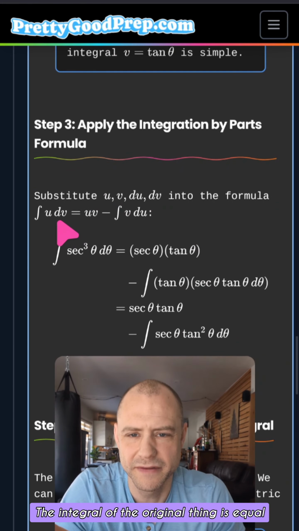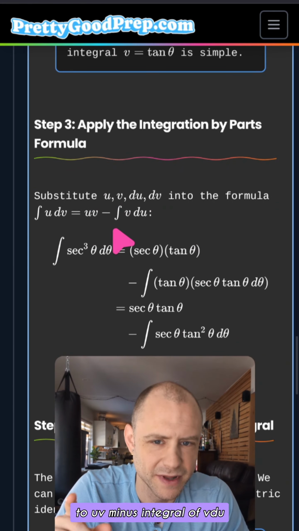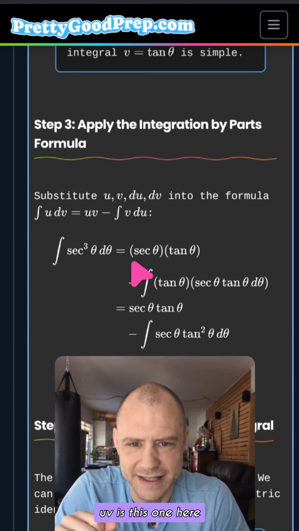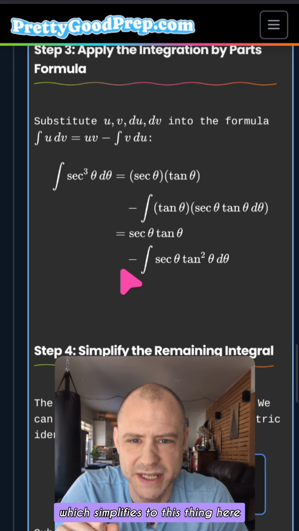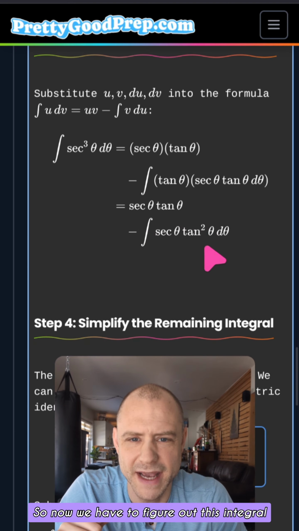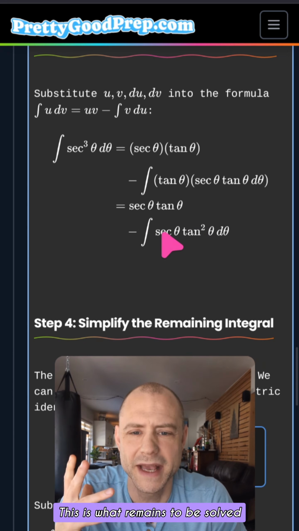Now we plug it into the formula. The integral of the original thing is equal to uv minus integral of v du. uv is this one here, minus integral of v du here. Simplifies to this thing here. So now we have to figure out this integral. This is what remains to be solved.